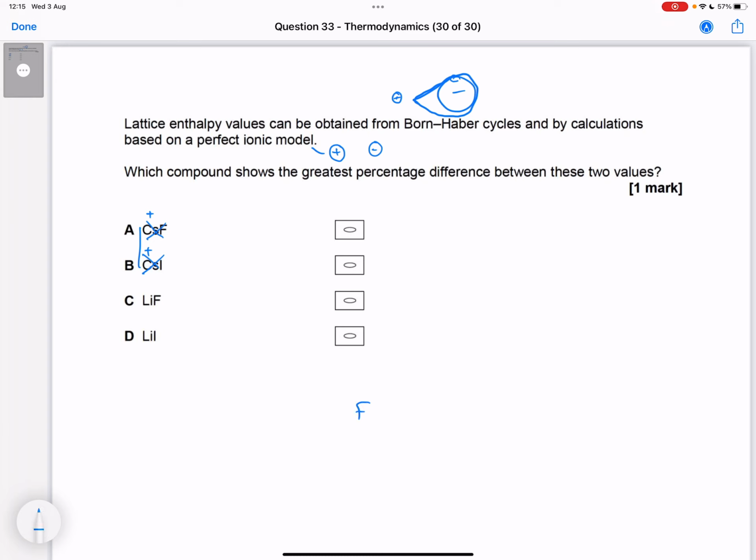And then out of the fluoride ion and the iodide ion, which is going to be most easily distorted? The iodide ion is much bigger, so lithium iodide is going to be the most distorted. Lithium has got the higher charge density of the metals, so it has the most power to distort, and iodide ions are bigger, so most easily distorted. That's going to be the least like the perfect ionic model value.